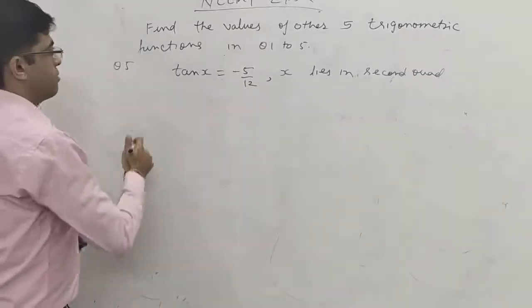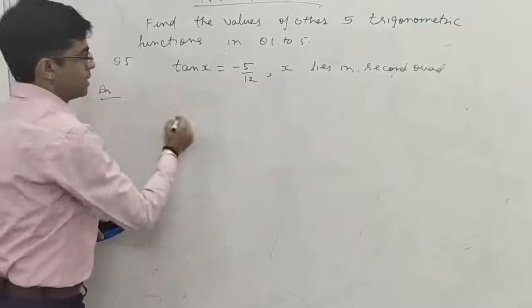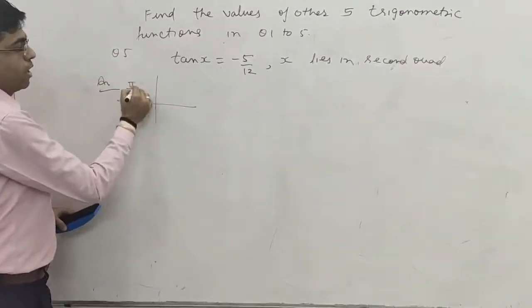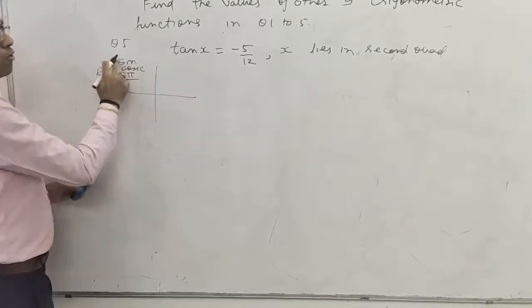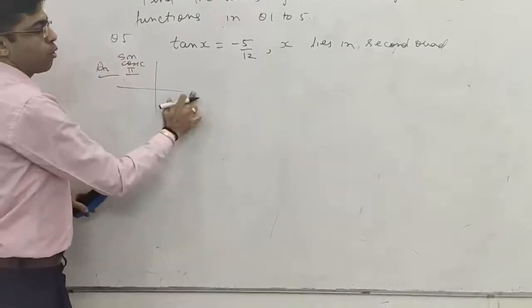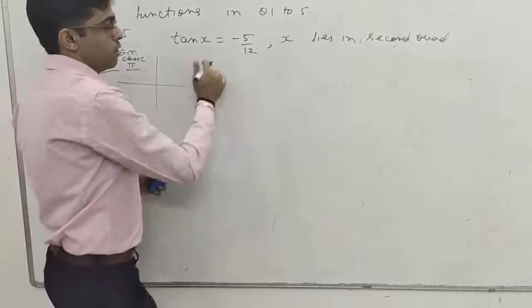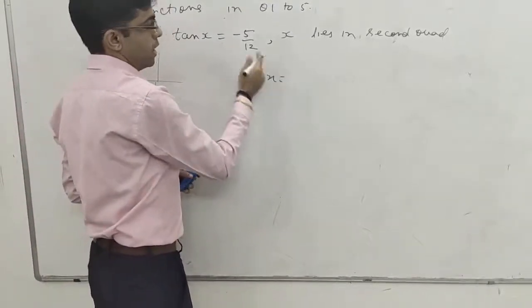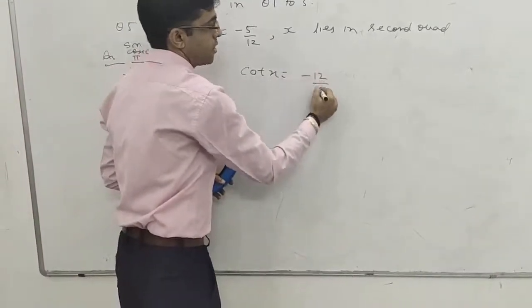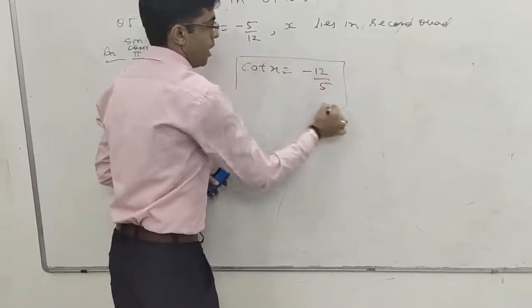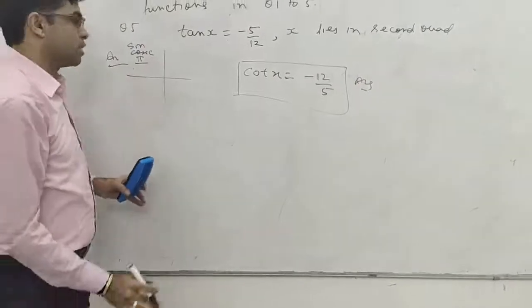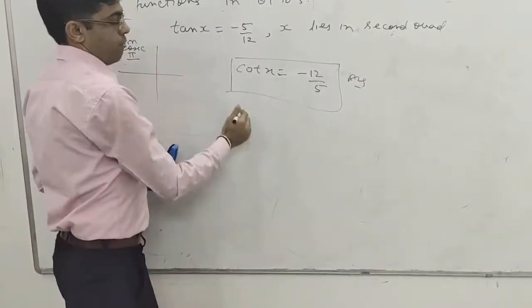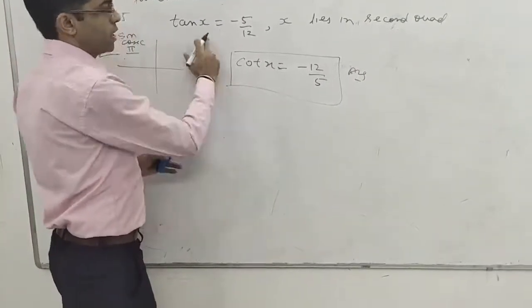Tan x is equal to minus 5 upon 12. Now x lies in the second quadrant. Here x lies in the second quadrant. In this quadrant, sine and cosec are positive, so we have to take care of this. Remaining all will be negative. So cot x is the reciprocal of this. This is the first answer. How many trigonometric ratios do you have to find out? This is the cot, and identities must be used in this.